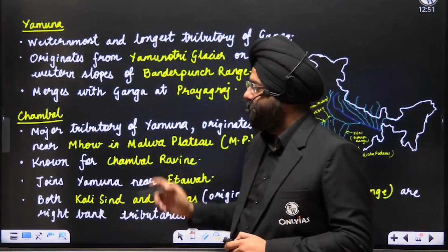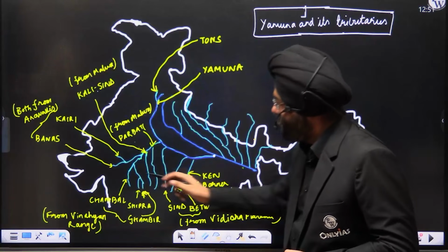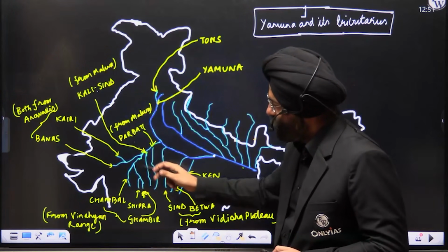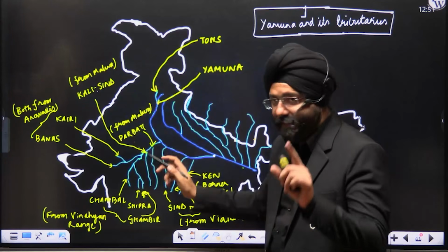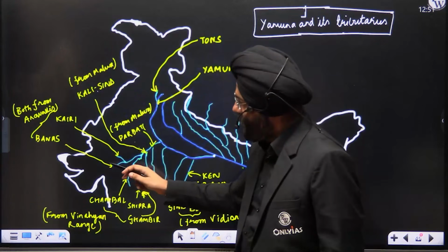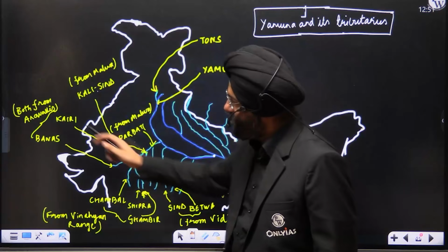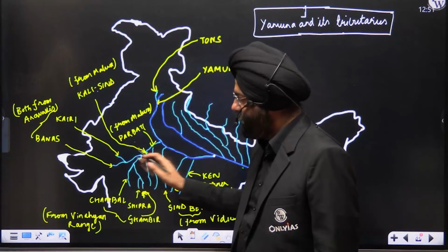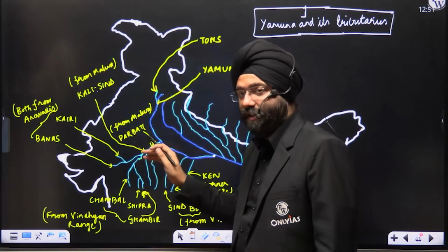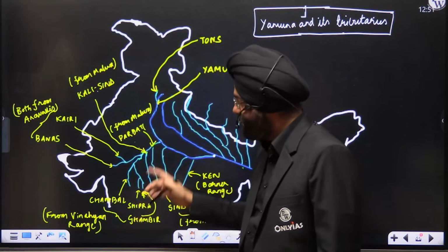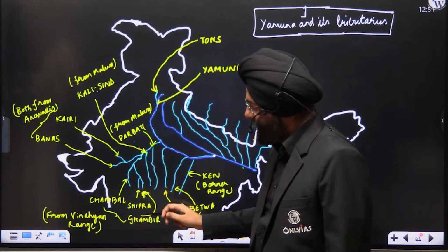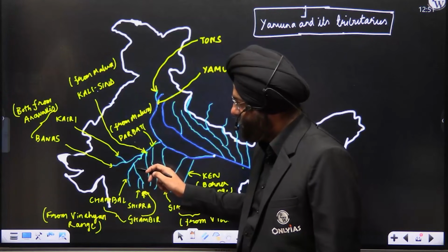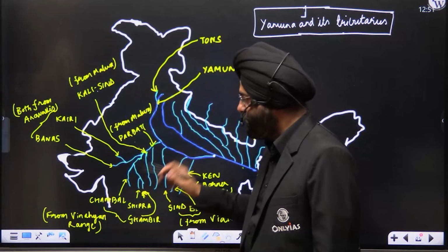Chambal River. Now let's see Chambal. This is the Chambal River. When I talk about Chambal River, I know many rivers are merging. Let's see first. You see Banas and Kairi rivers. These are from the Aravalis, merging with the Chambal River from the left side, because Chambal itself has left bank tributaries. Then you have Shipra and Gambhir. These are rising from the Vindhyan range and merging with Chambal from the right side, right bank tributaries of Chambal.